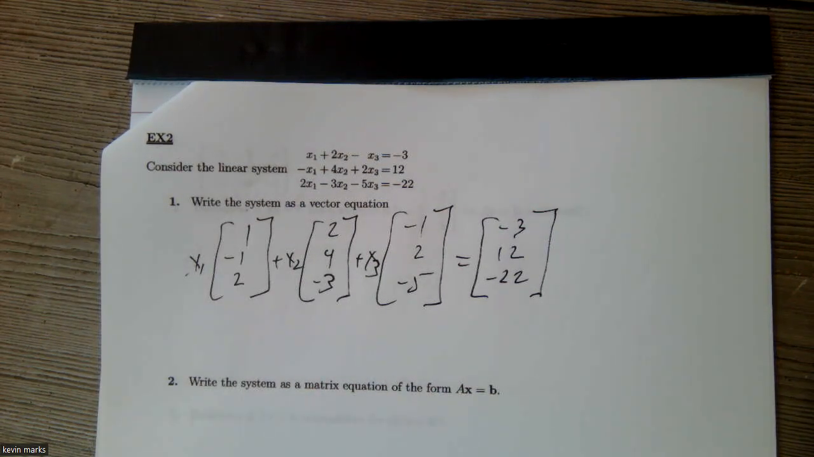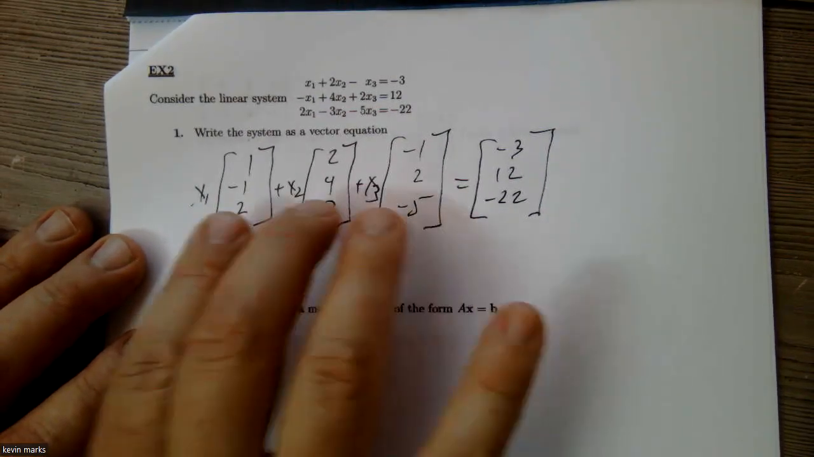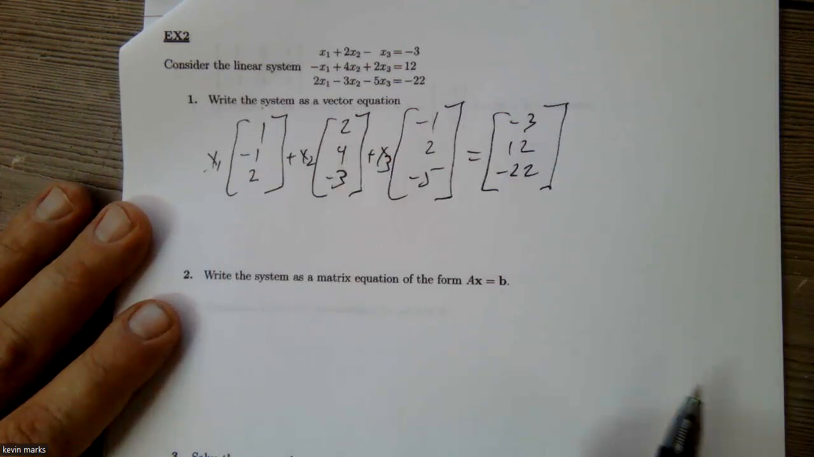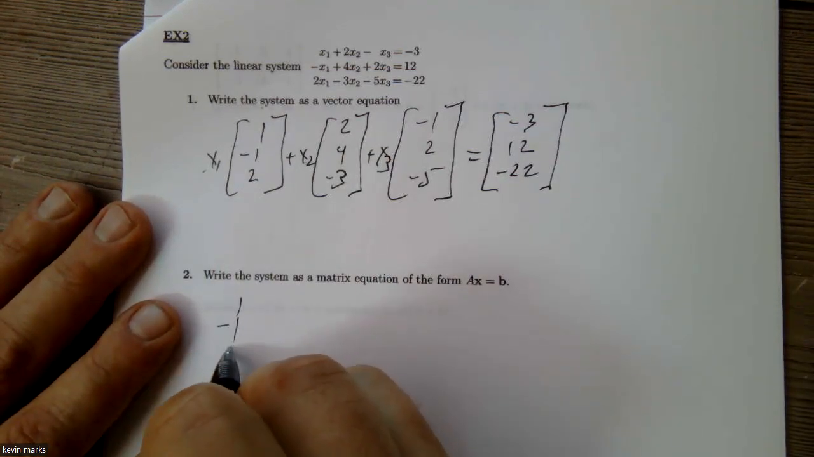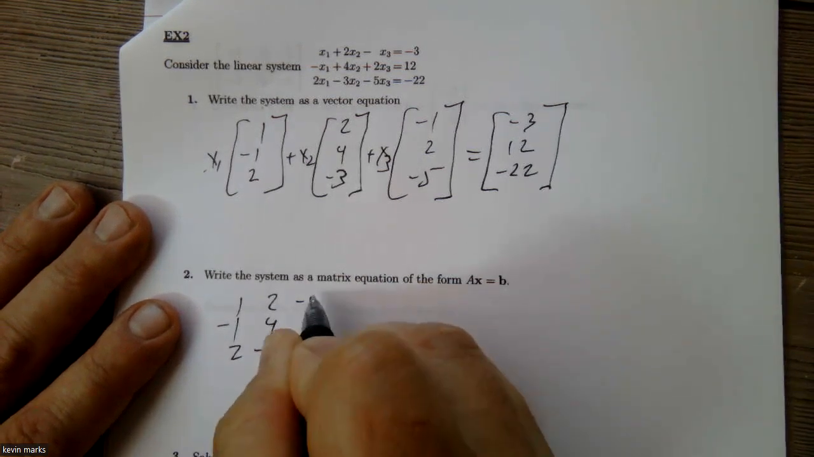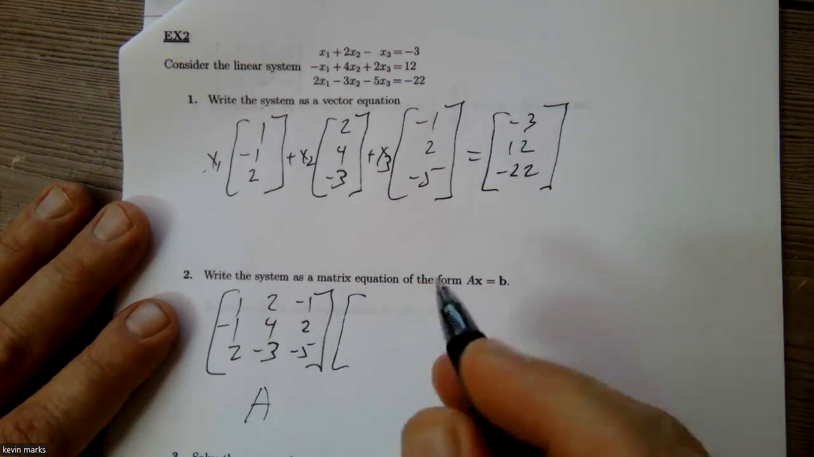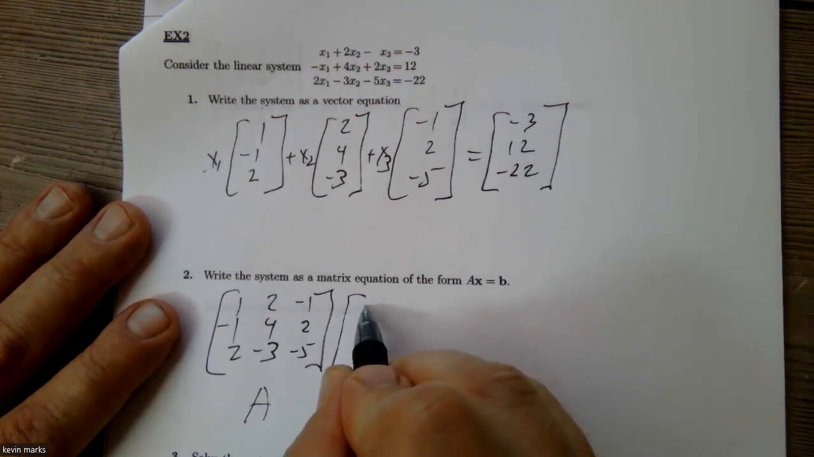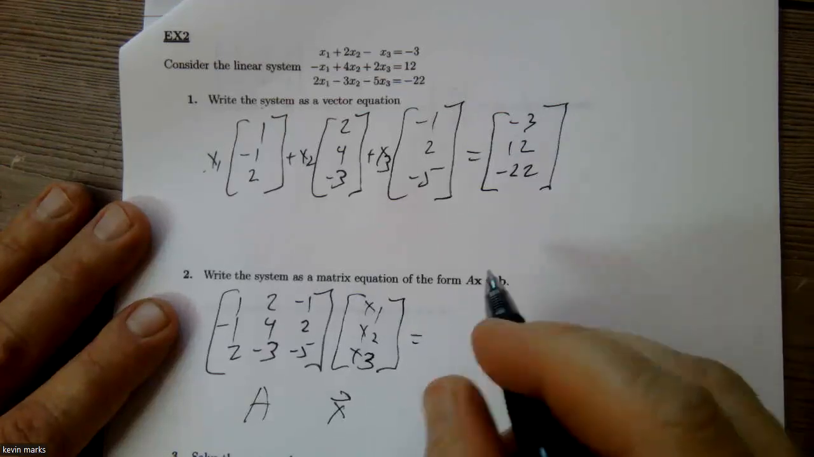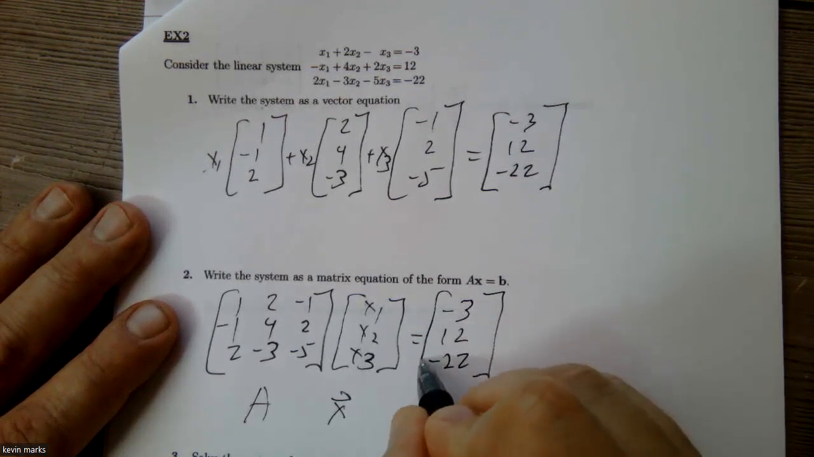Okay. But now we can write this as a matrix equation. So basically, what we're doing is we're taking what we were just talking about and running it backwards. So now I could think of these vectors here as what I'm trying to find a linear combination of. I could think of them as the columns of my matrix A, and I'm going to multiply that by the vector x, which consists of x1, x2, and x3, and that is going to generate the new vector -3, 12, -22, right?